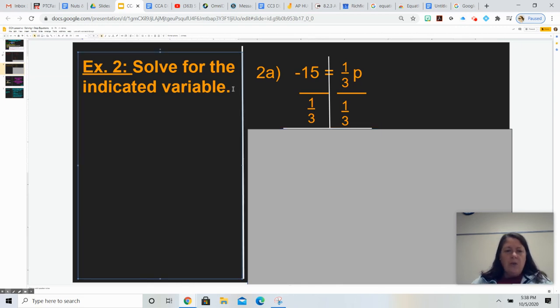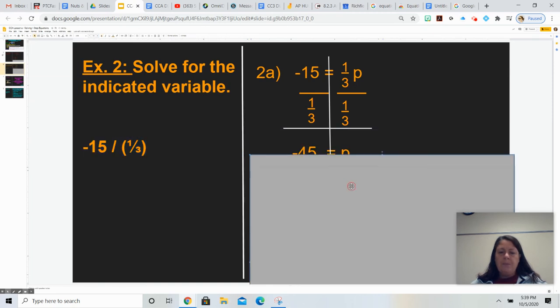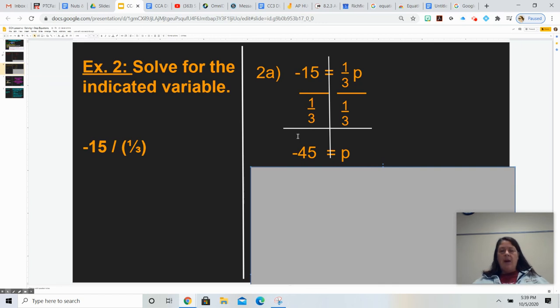Actually, I'll put it down here on the screen. I'm going to type in -15, divided by parentheses 1 divided by 3. And so when you enter this on your calculator, -15 divided by, and then make sure you put the 1/3 in parentheses, you should end up getting -45. So again, we've got -45 on this left-hand side. This 1/3 canceled out the 1/3 next to p, so this would be our solution.